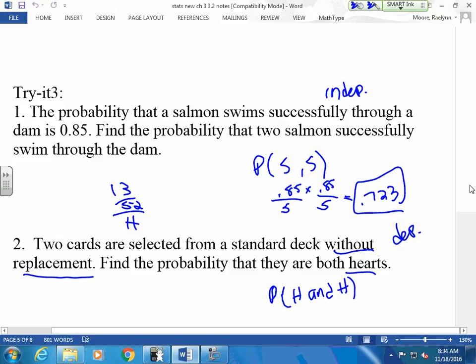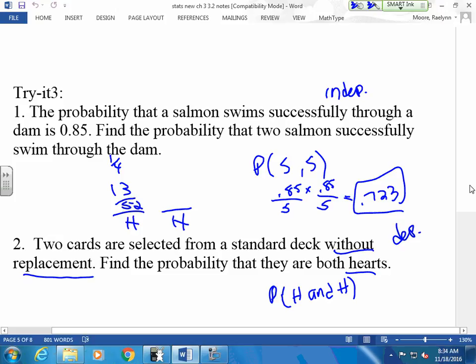Now you could have said 1 out of 4, because there's 4 suits. However, that makes it hard to subtract 1 from it. So I wanted to keep the 52. That's why I asked you again. So now, I am not replacing it. I'm going to hold it in my hand.